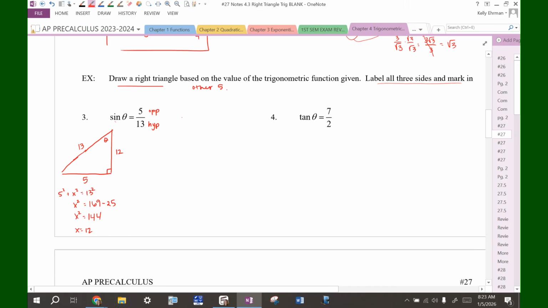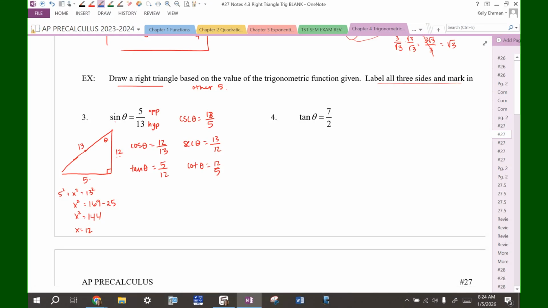So I have sine. Let's go ahead and do cosecant, 13 over 5. And then after sine, I'm going to do cosine theta. So cosine is adjacent over hypotenuse, 12 over 13. Tangent theta is opposite over adjacent, 5 over 12. The reciprocal of cosine is secant theta, 13 over 12. The reciprocal of tangent is cotangent theta, 12 over 5.